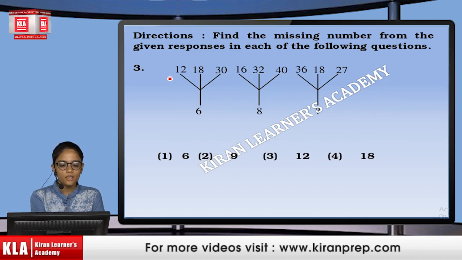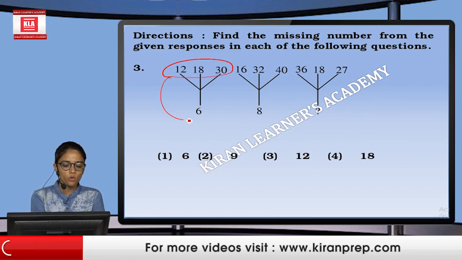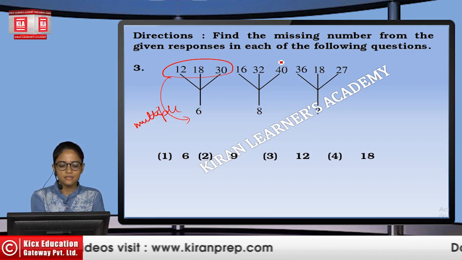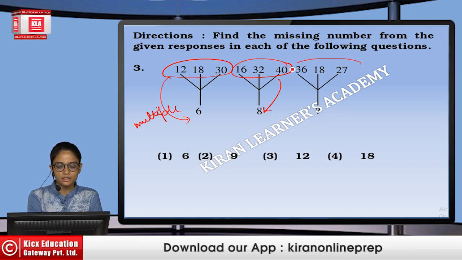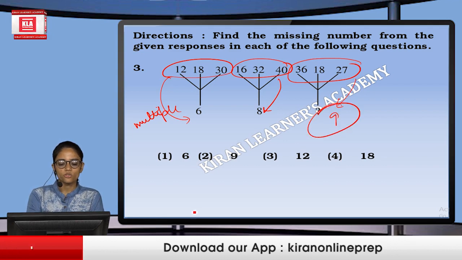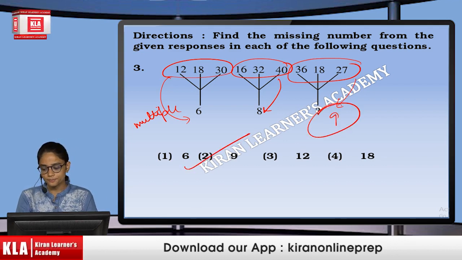Next question. 12, 18 and 30 are all multiples of 6. Similarly, 16, 32 and 40 are multiples of 8. 36, 18 and 27 are multiples of 9. So the option will be the second one.